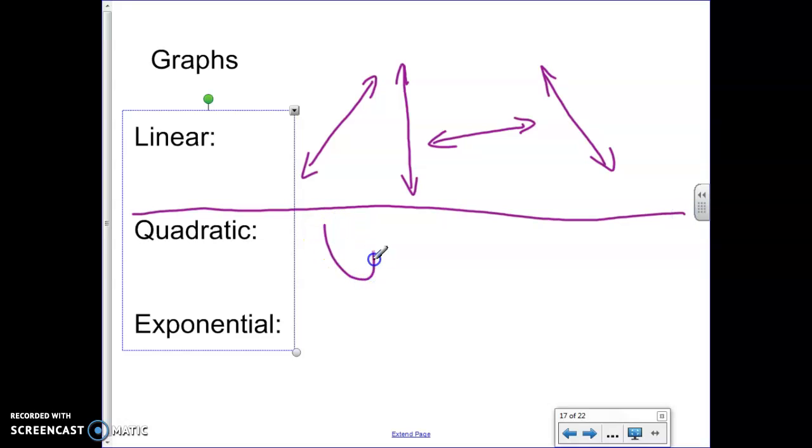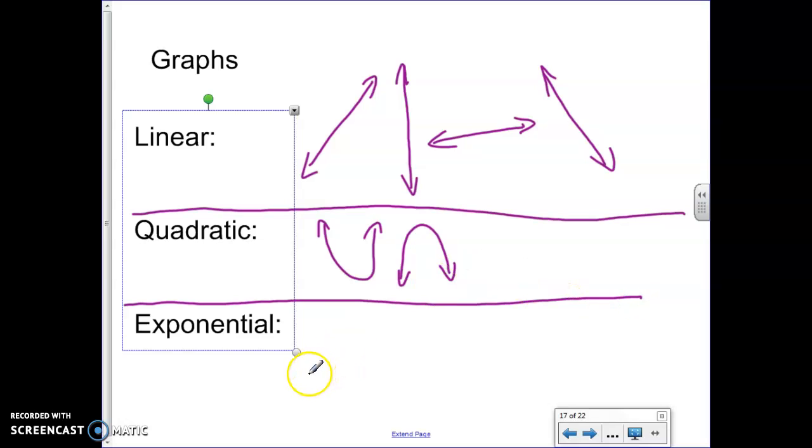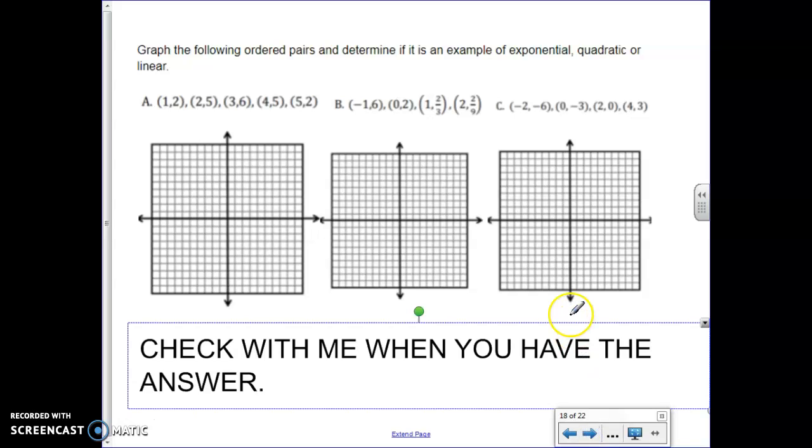Well, when we look at quadratics, I know it's a U-shaped curve like this. Hopefully yours is going to look a little bit better, like this, or an upside down U. And then when we look at exponentials, remember exponentials start growing slow, and then all of a sudden they grow really fast. Or they decrease really fast, but then they even out at the end. So what you're going to do is try these three that are on your notes, and then you'll check with me, and I'll let you know how you're doing.